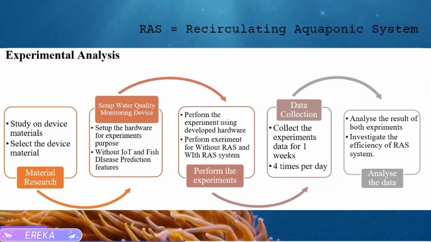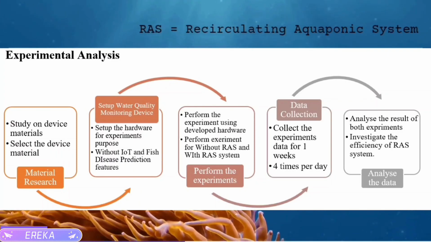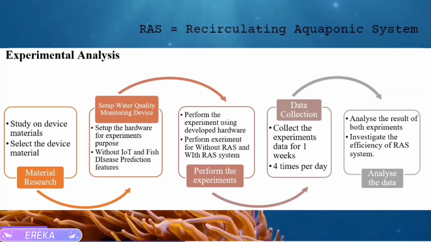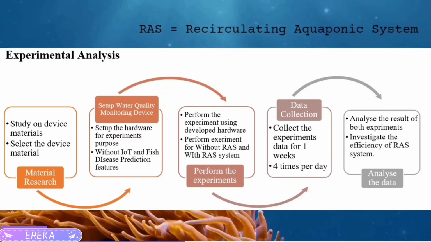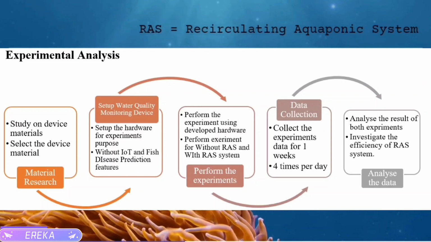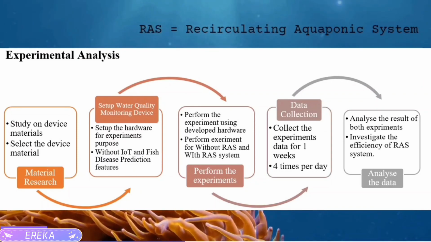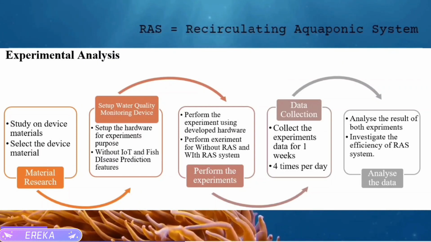As I mentioned before, this study includes both experimental analysis and fish disease prediction components. Let me now describe how the process was carried out in the experimental analysis section. First, a material investigation was conducted in order to choose the best material for the project. After that, set up the water quality monitoring device to gather the sensor data. Next, conduct the experiment to evaluate the RAS concept effectiveness.